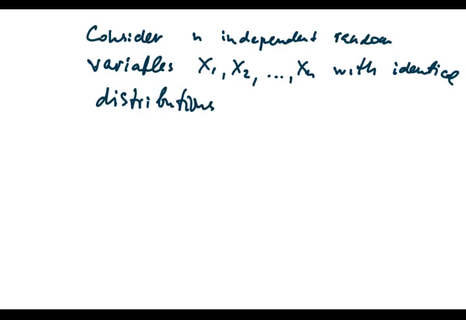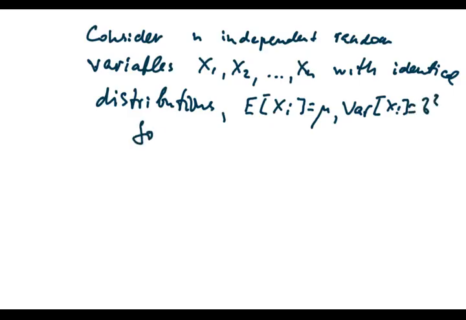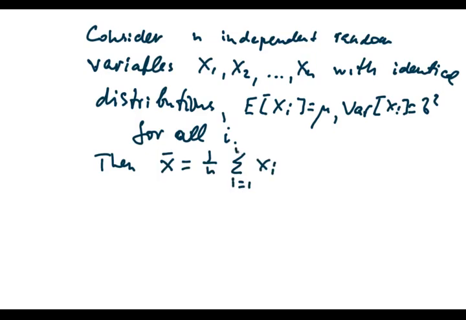With identical distributions such that expectation of xi equals mu and variance of xi equals sigma squared for all i's. Then x bar, defined as 1 over n times the sum of xi's, will have the following properties.